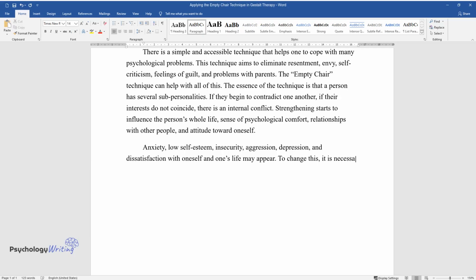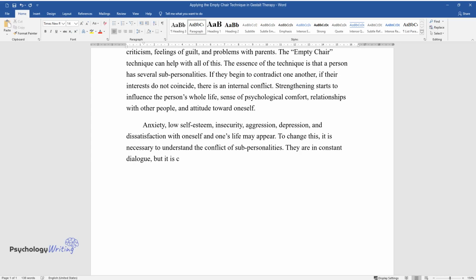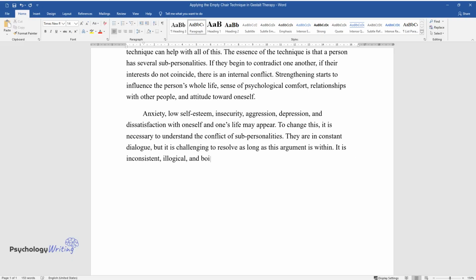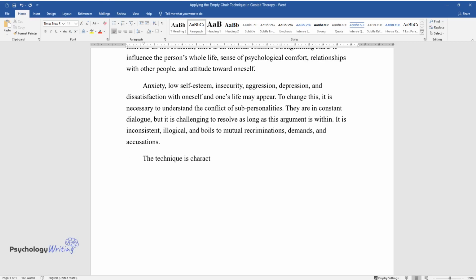To change this, it is necessary to understand the conflict of sub-personalities. They are in constant dialogue, but it is challenging to resolve as long as this argument is within. It is inconsistent, illogical, and boils down to mutual recriminations, demands, and accusations. The technique is characteristic of some styles of Gestalt therapy.